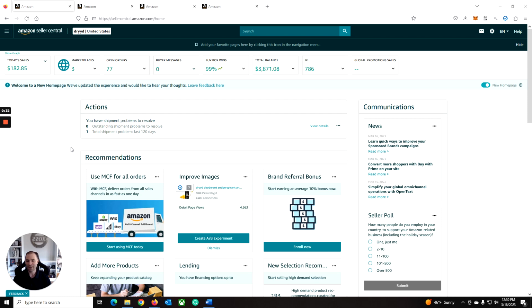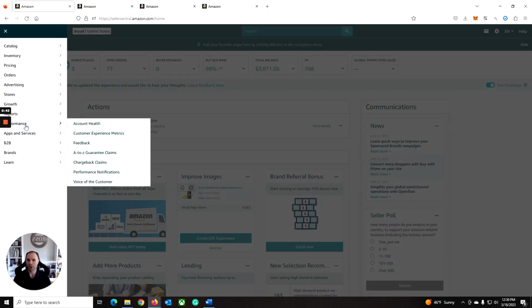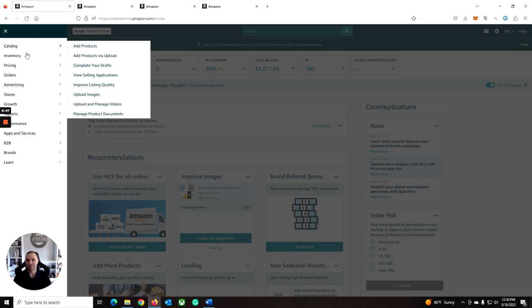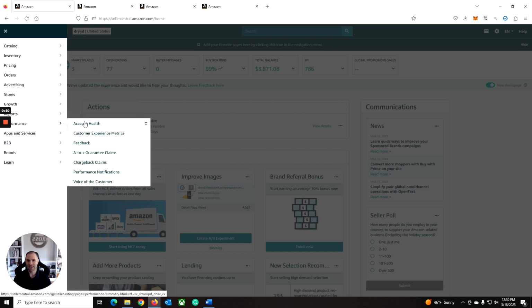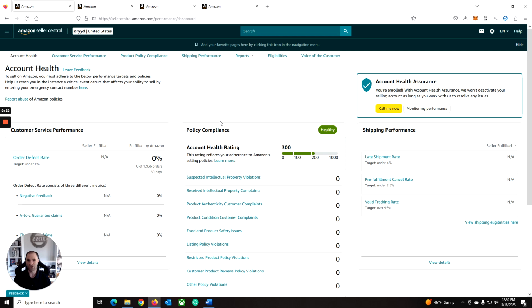So areas that we like to cover, not just with the accounts we own, but the accounts we manage, are regular weekly reviews of our performance and account health. So you can get there from the upper left-hand menu, going to performance and then account health. It's a good starting point.